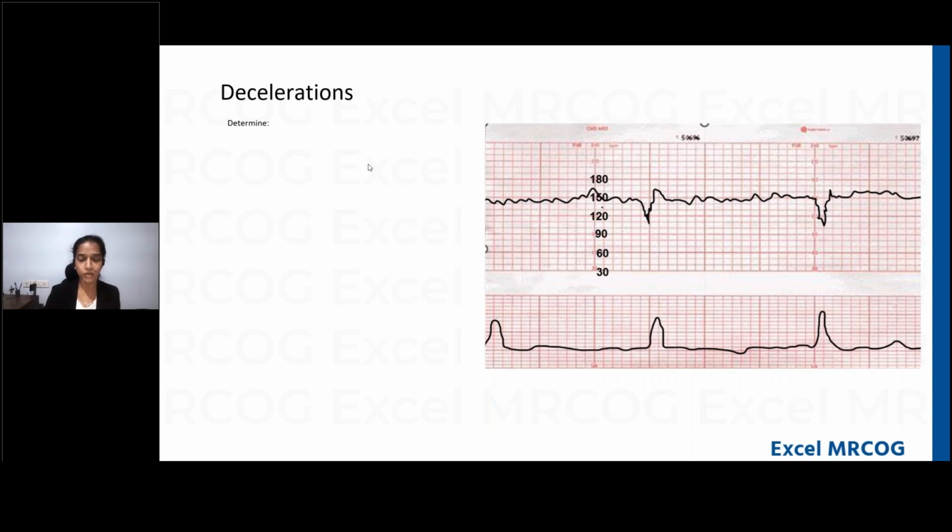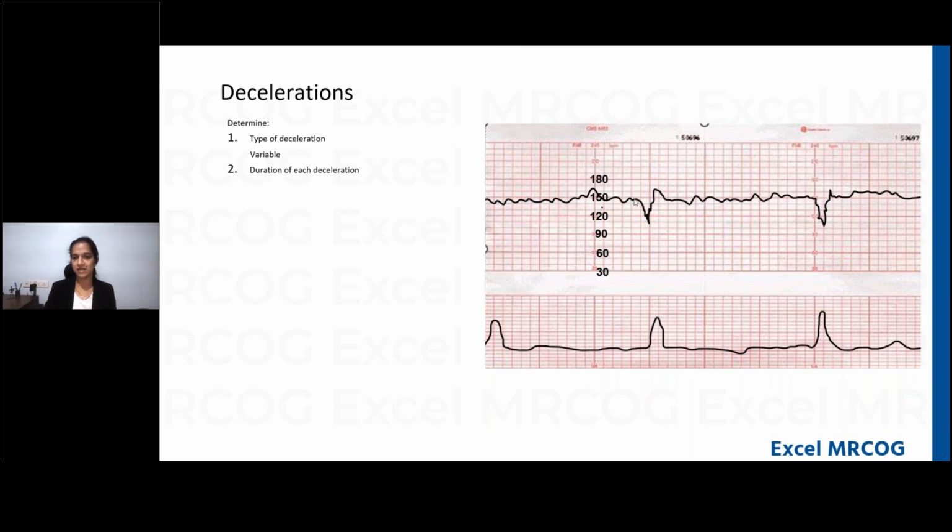So when you look at deceleration, what are the things that you need to observe? First is the type of deceleration. Here it is variable deceleration. There are many points. Remember all those points when you're interpreting the CTG. Next, the duration of each deceleration.